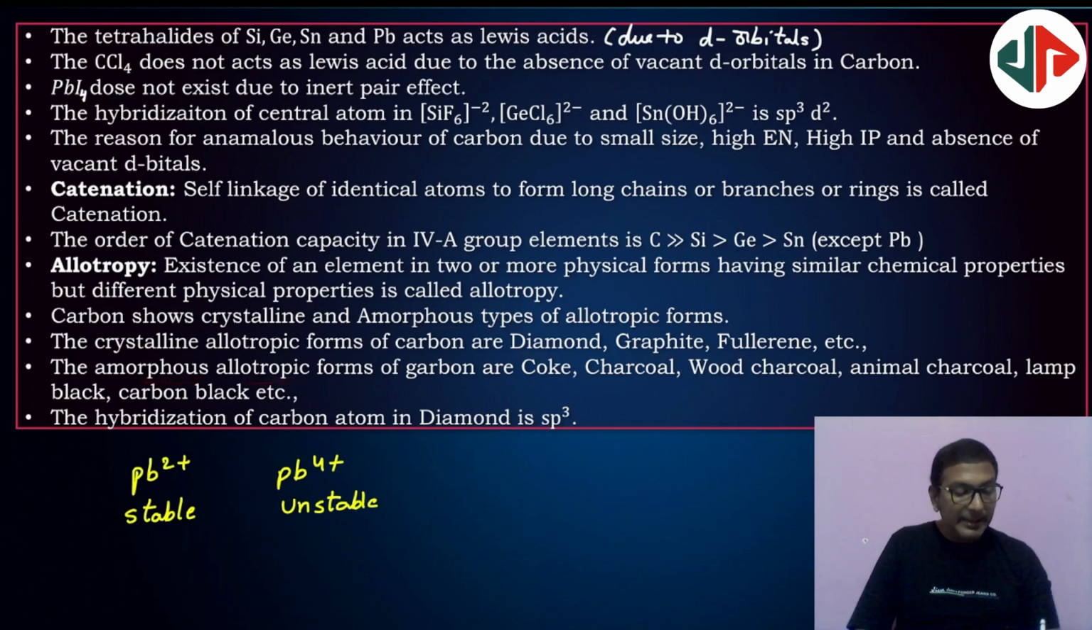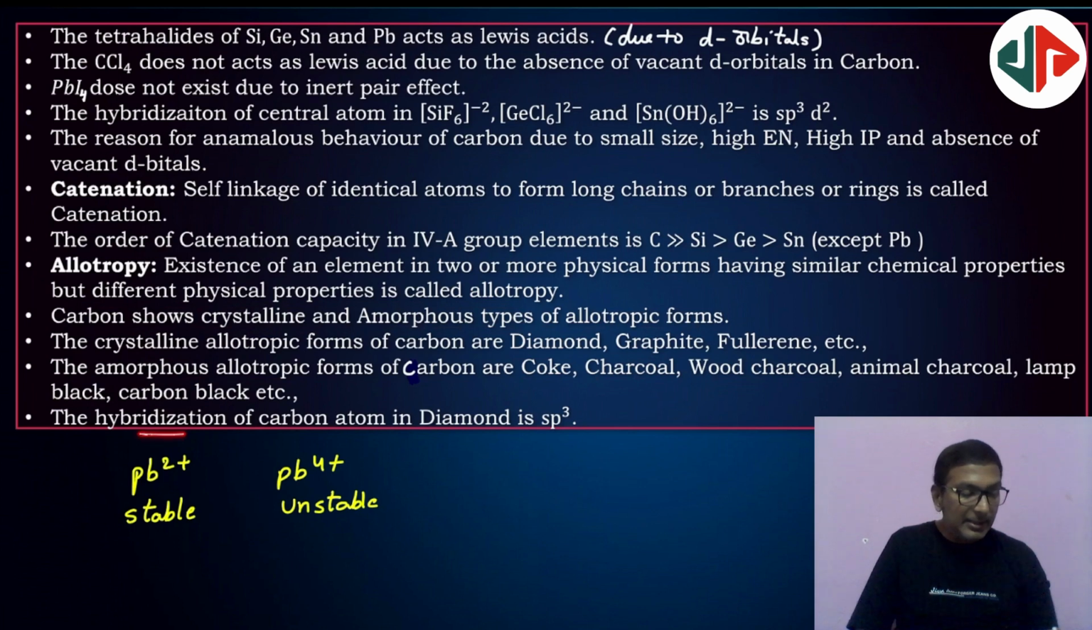Amorphous forms of carbon are coke, charcoal, wood charcoal, animal charcoal, lamp black, carbon black and so on. So many will be there. Amorphous forms. Crystalline means having definite geometry. Amorphous means no definite form.